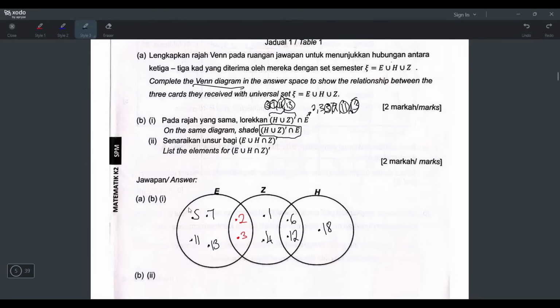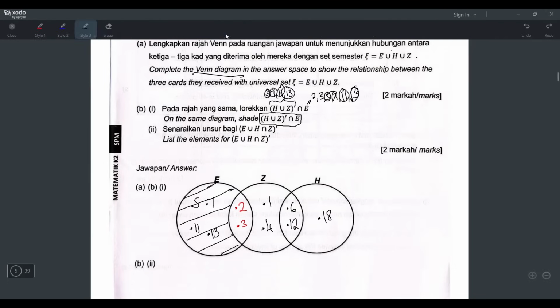So ini jawapan dia. So sekarang kita boleh lorek. This is how you shade region. Just draw lines. And that is the answer. Okay, you can use ruler to help you. Boleh guna pembaris. Okay, sudah siap. Ini jawapan dia. Right? So let me explain one more time.